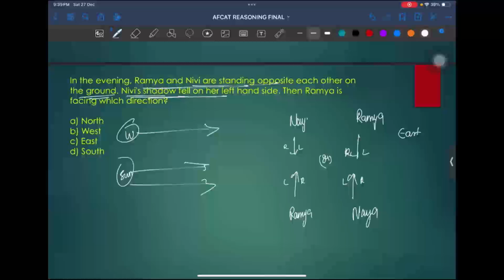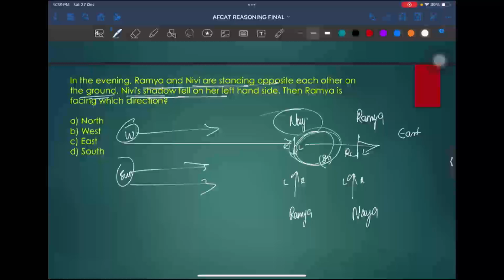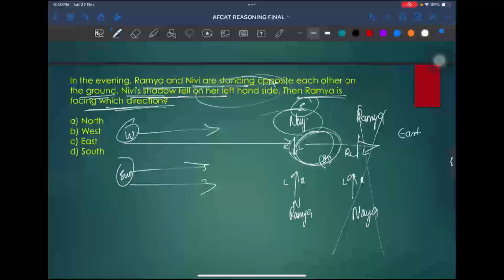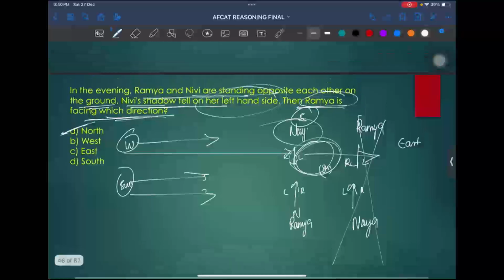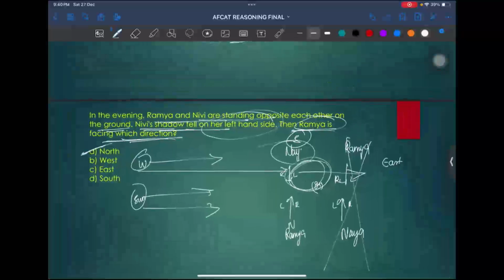Nivi's shadow fell on her left side. Nivi's shadow falling on her left side is the only condition when the sun rays hit a person and move on, so the other condition will be wrong. So this is the condition where Nivi's shadow will be on her left hand side. Okay, so in which direction is Ramya facing? Ramya will be facing north, Nivi is facing south. So what will be the direction of Ramya? It will be north. I hope you guys understood this topic.